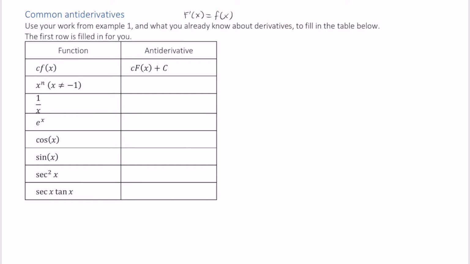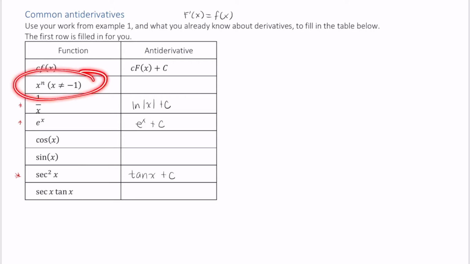So let's start with this one, and this one, since they were discussed directly in example 1. The antiderivative of 1 over x is equal to the natural log of the absolute value of x plus c. The derivative of e to the x is just itself, so the antiderivative of e to the x is itself plus a constant. And of course the antiderivative of secant squared x is tangent of x plus a constant.